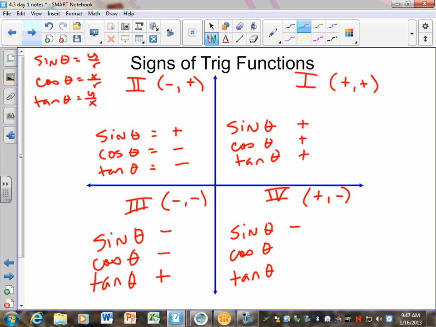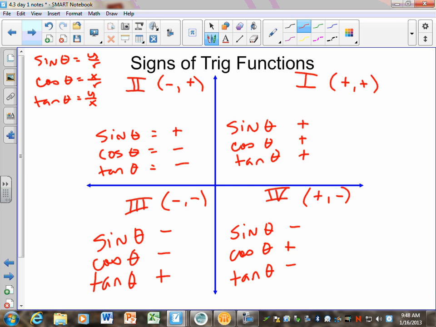Cosine is x over r, so x is positive, cosine is positive. Tangent, since these are different signs, it's going to be negative again. So I want to point out here that every trig function is positive in 2 quadrants. Do you see that? They're all positive in quadrant 1, but every quadrant after that, only one trig function is positive. This is going to come into play a whole lot more as we get into solving trig equations and doing a bunch more things with trig equations. But that's definitely something that you're going to want to be aware of.